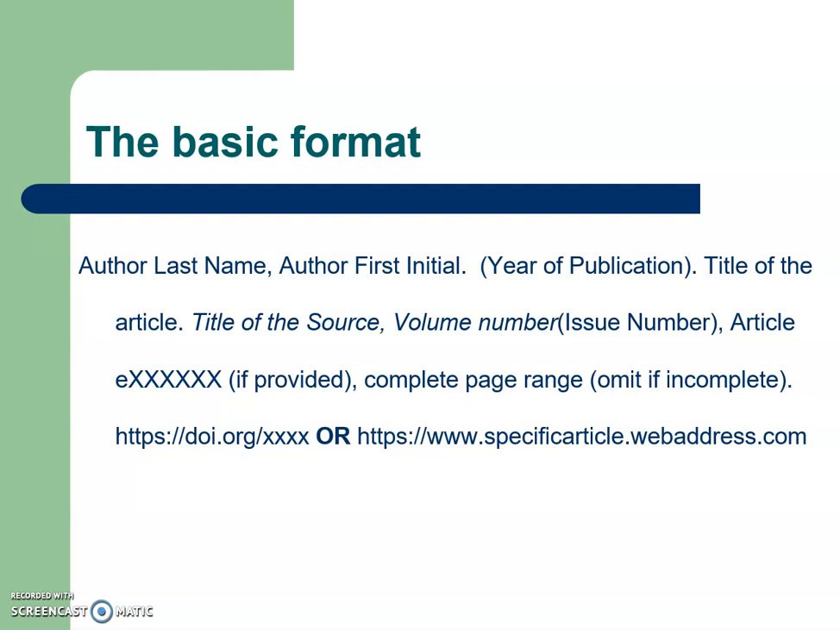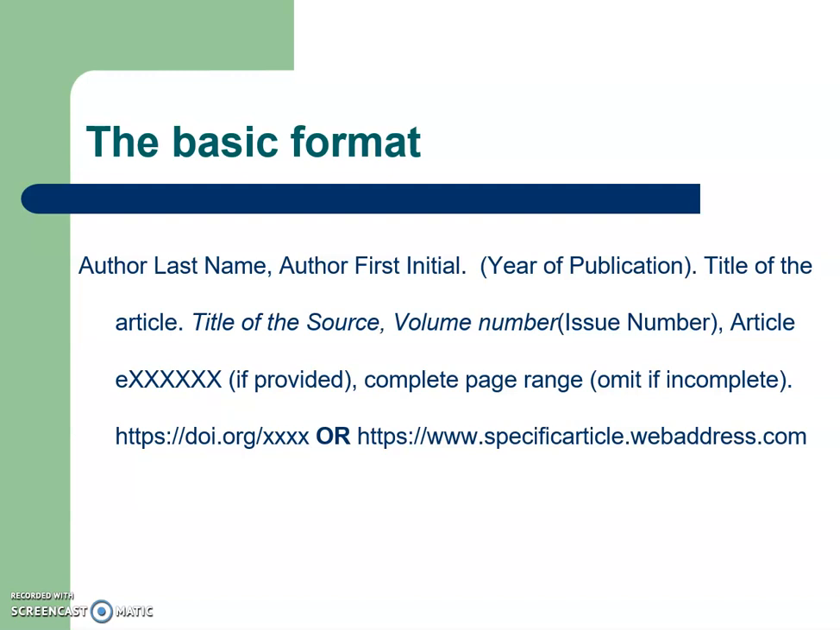Next, after the title of the article, comes the title of the source, and the source is just another way of saying the name of the journal that your article was published in. Notice that that is in italics, and in this case, we do actually tend to capitalize the majority of the words in the name of the journal. Little words still like of and the wouldn't get capitalized, but others would.